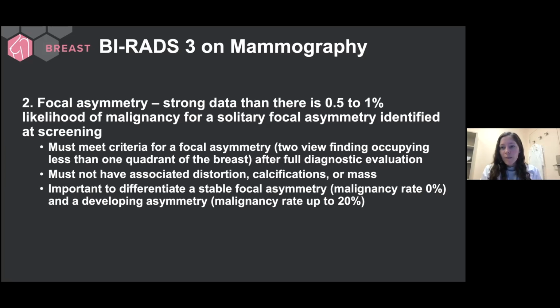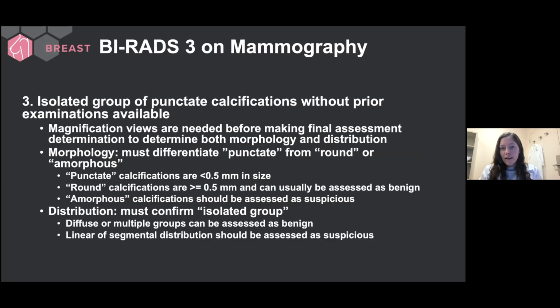So when we talk about BI-RADS 3 for a focal asymmetry, we're talking about a focal asymmetry seen on a baseline screening mammogram. And we know that that has a very low but non-zero chance of a malignancy. The final indication is an isolated group of punctate calcifications when we don't have prior examinations available. And like I've shown, we need to have magnification views before making the final assessment because those allow us to really see the morphology and the distribution of the calcifications.